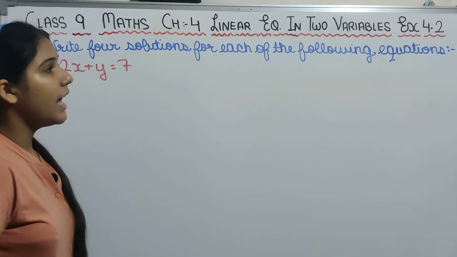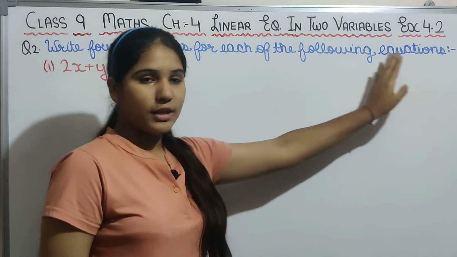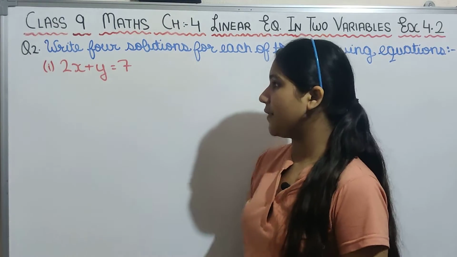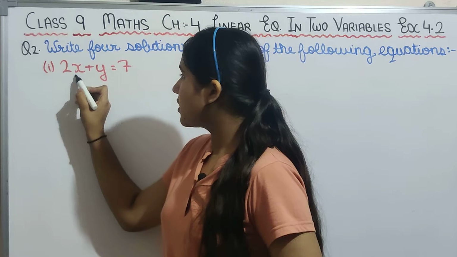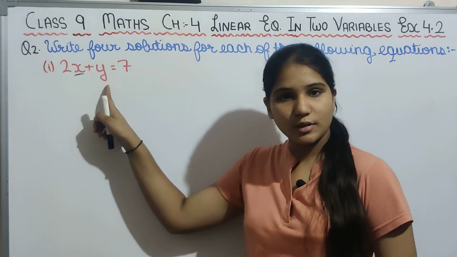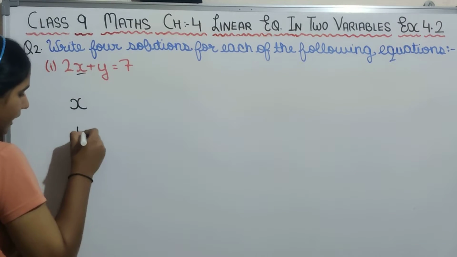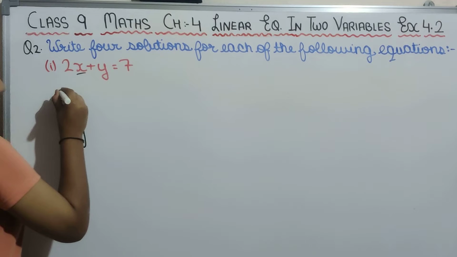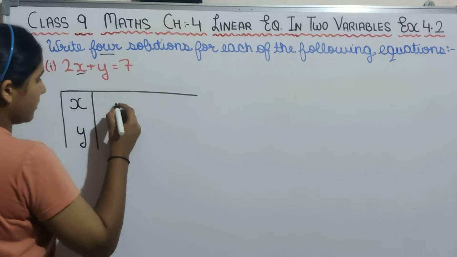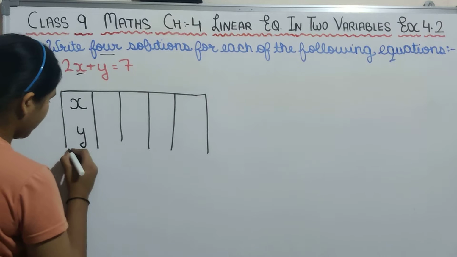Today we are going to start from exercise 4.2, question number 2. It says, write 4 solutions for each of the following equations. We have to find 4 solutions, and the first part is 2x plus y is equal to 7. Here x is in multiplication. If we take any value of x, we will get the value of y. For that, let's make a table of x and y, and we need to find any 4 solutions: 1, 2, 3 and 4.